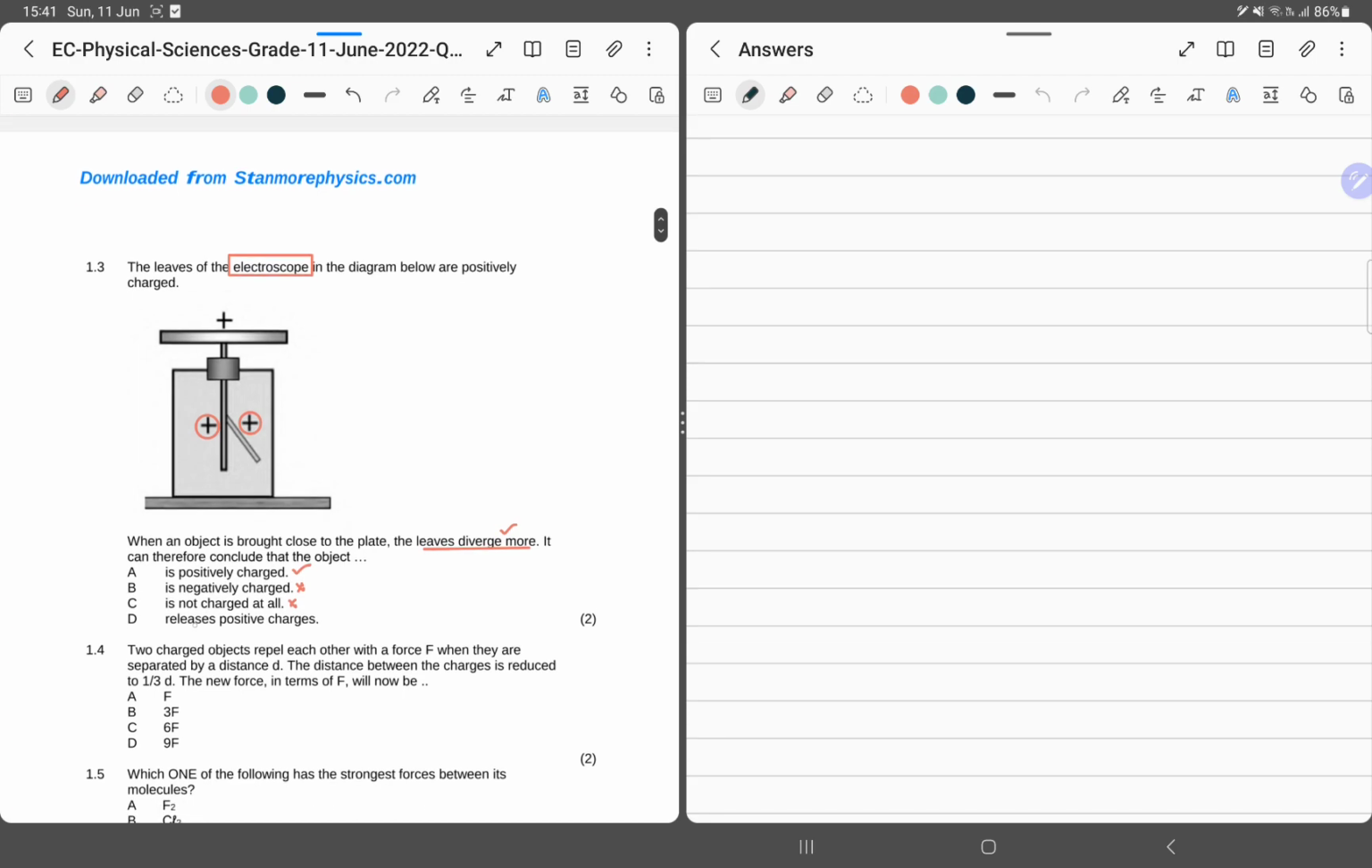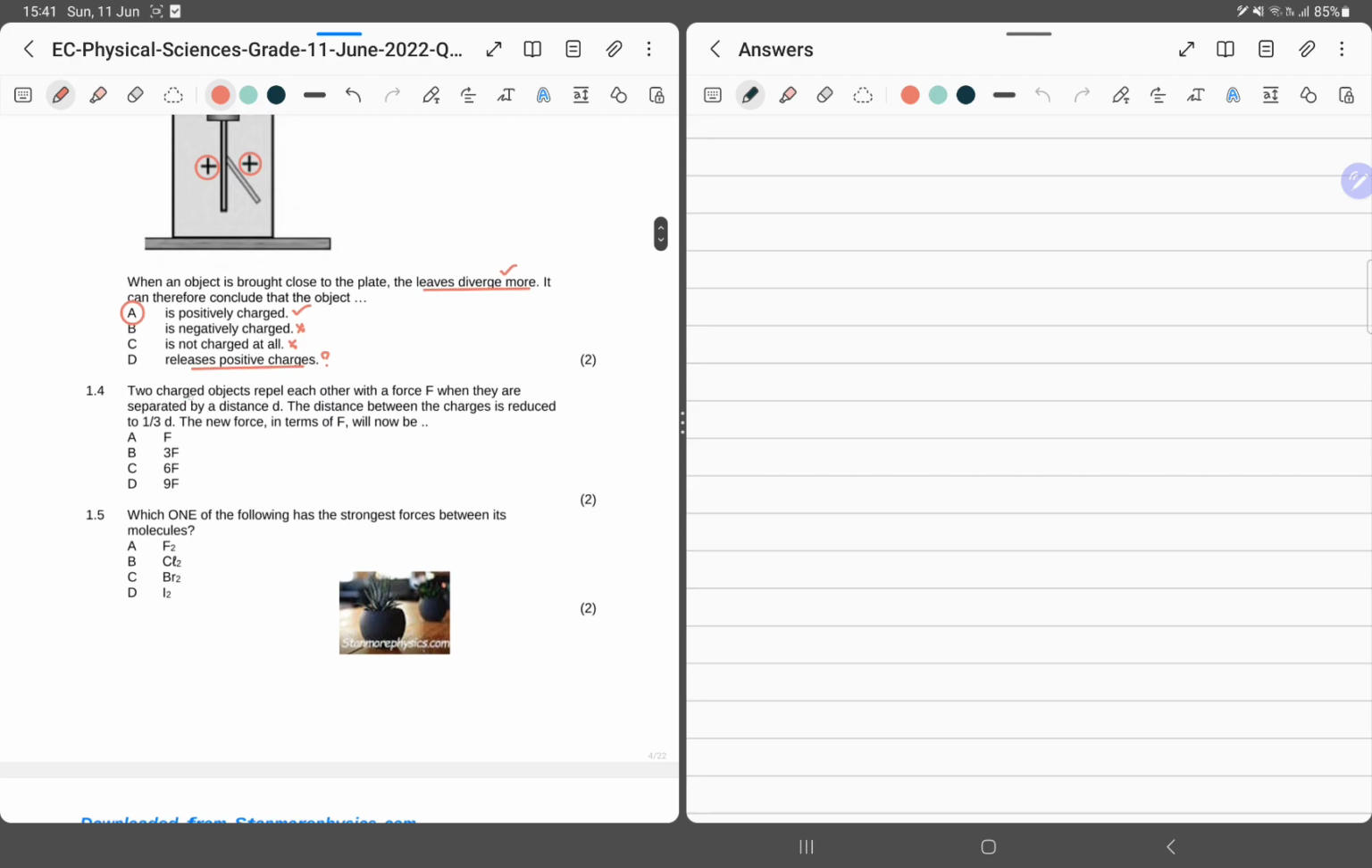So, it releases positive charges. I wouldn't be too sure about the releasing of positive charges. Why? Because usually these are fixed in the nucleus. Unless we're dealing with some radioactive substances, whose nuclei are unstable, so the positive charges can spread around, but I wouldn't be too sure about that in a normal scenario. So I'm not too sure about D, but I would go with A. And of course, you have the luxury of the memorandum of this paper, so do have a look to confirm that answer.